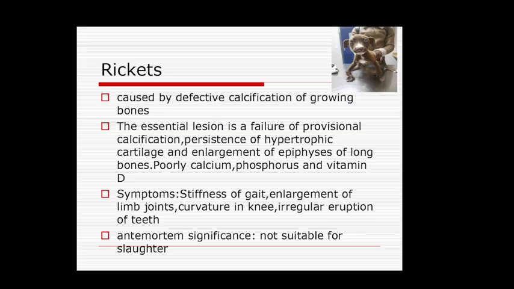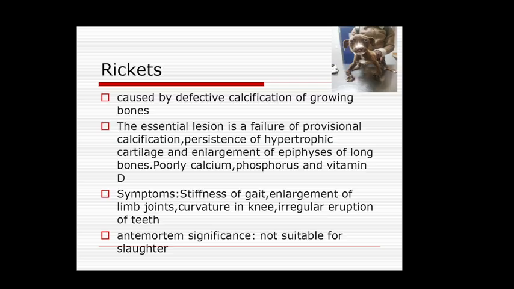Rickets is caused by defective calcification of growing bones. The essential lesion is a failure of provisional calcification, persistence of hypertrophic cartilage, and enlargement of the epiphysis. Here you can see the dog is affected with rickets. You can see how the limbs are bent. Okay, and it is a very common characteristic of rickets, so it is very easy to detect.